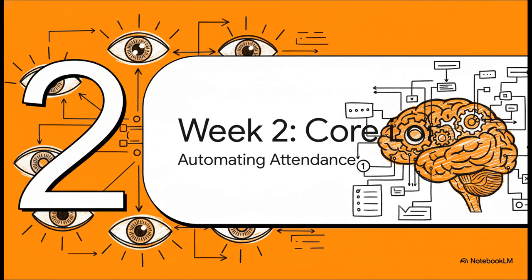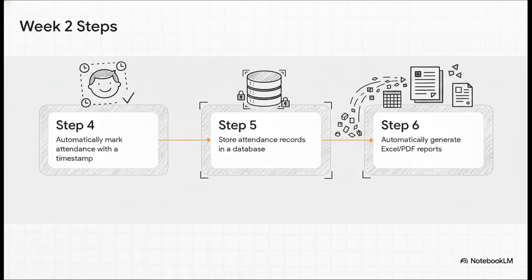All right, on to block 2. Now that our system can see, what's next? Well, in week 2, we build its brain. This is where we get into the core logic of the whole thing and actually automate the attendance process itself. And the steps here are just so beautifully simple. In step 4, as soon as a face is recognized, boom, the system marks them present and slaps a precise timestamp on it. Step 5 is all about making sure that information doesn't disappear.